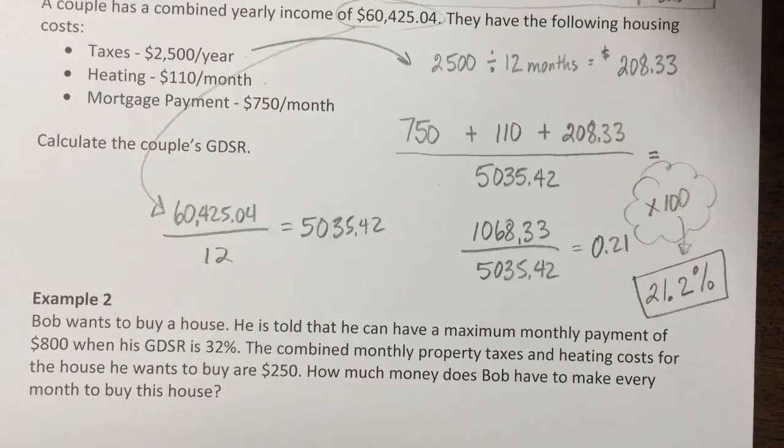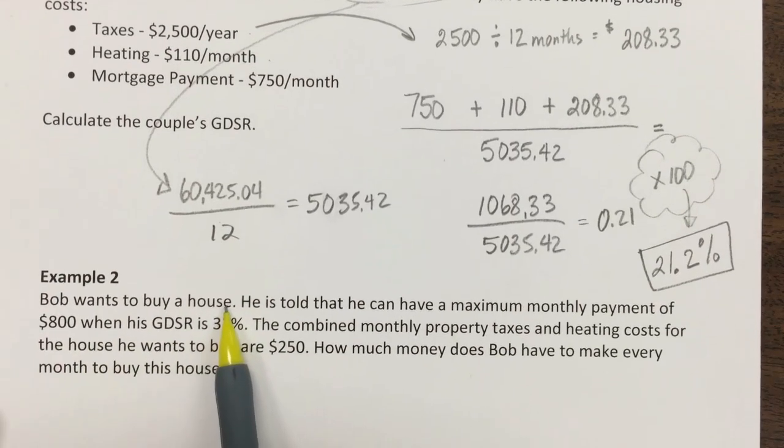All right, so that's the first one. The second example, Bob wants to buy a house.